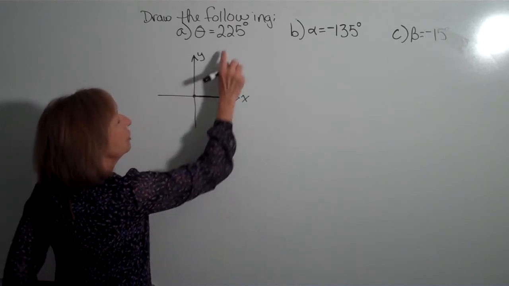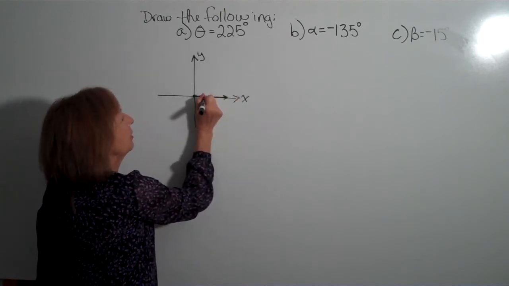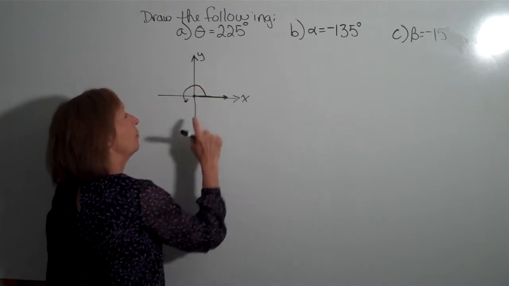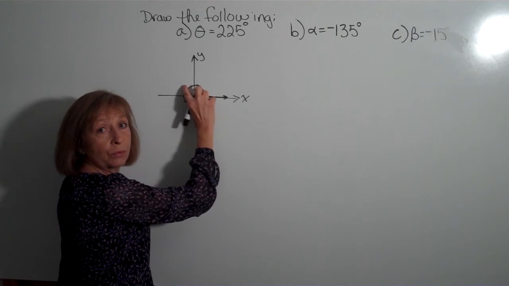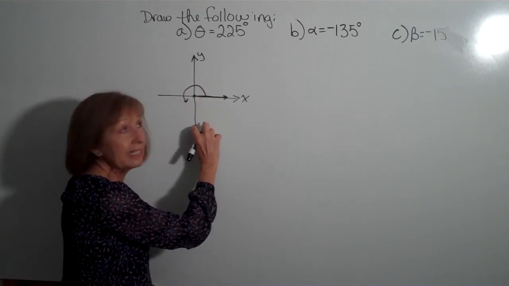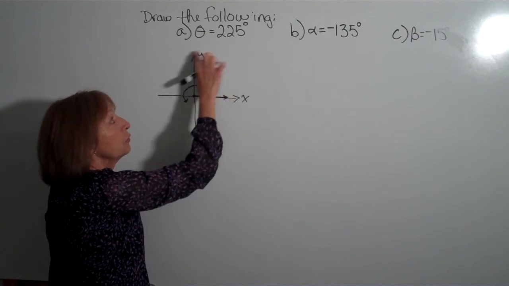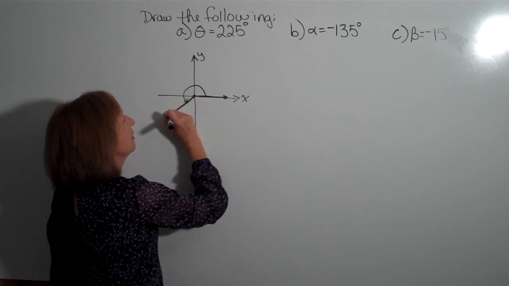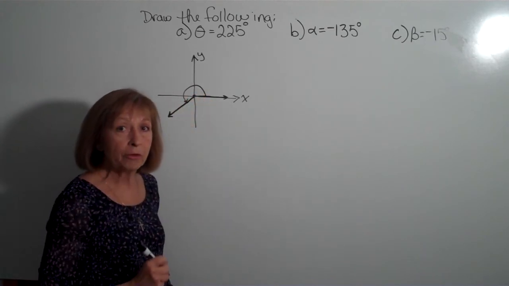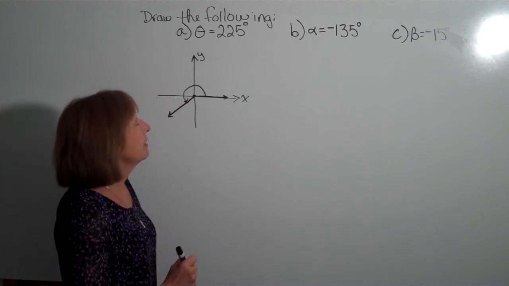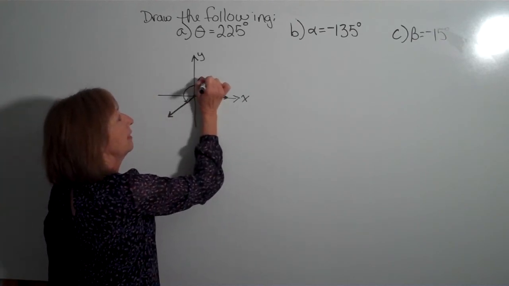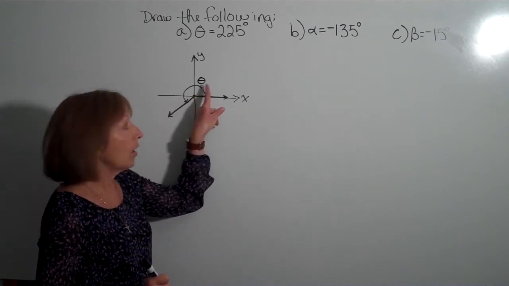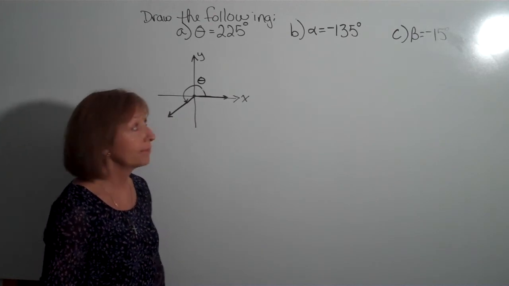So up and around 225 degrees, I need to go more than 90 degrees. I need to go more than 180 degrees. But remember, 90 plus 90 is 180, plus another 90 would be 270, so that's too much. So it's somewhere between 180 degrees and 270 degrees. And in fact, it's right in the middle between 180 degrees and 270 degrees. So this angle theta is my 225 degree angle. I can call that theta here, or I can say it's 225 degrees.